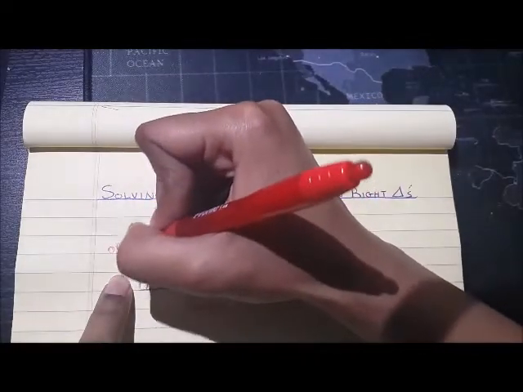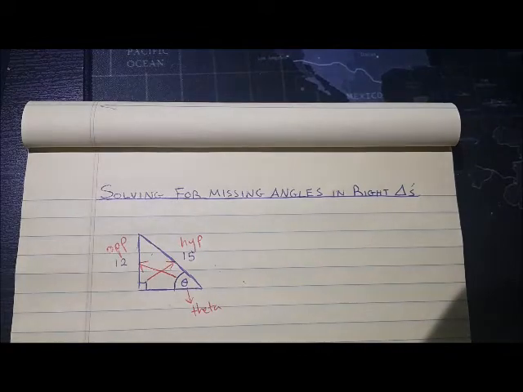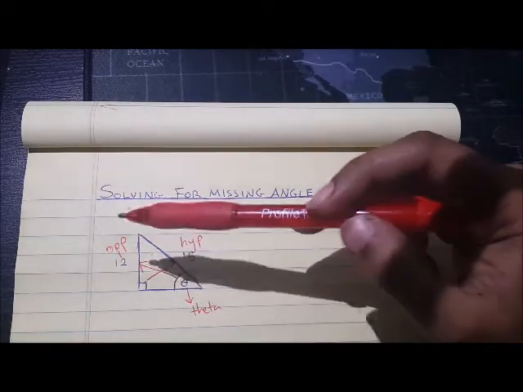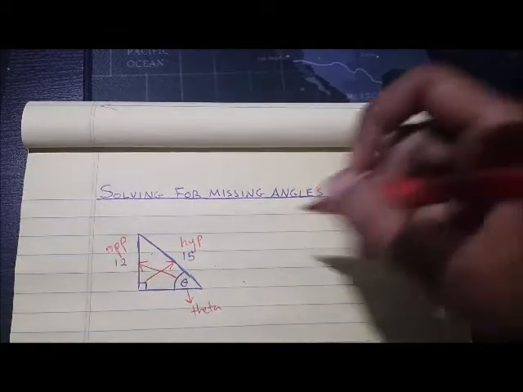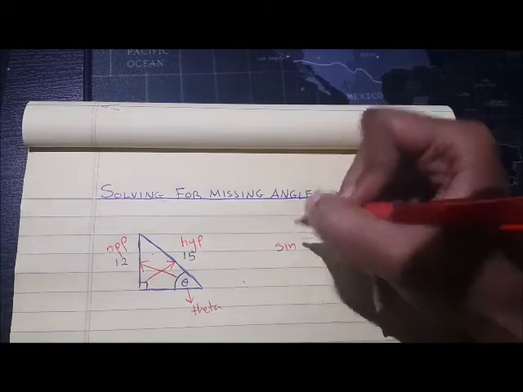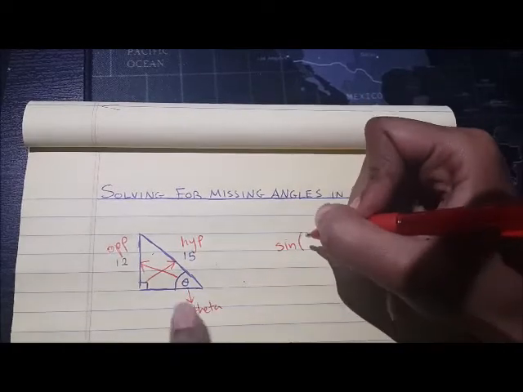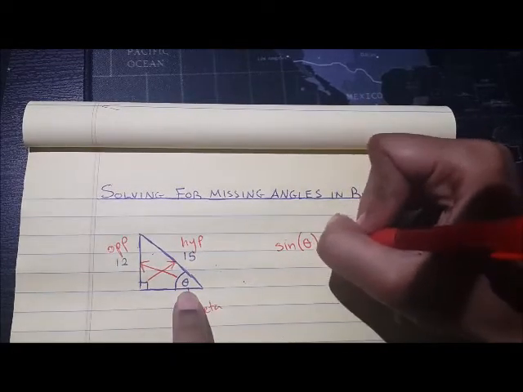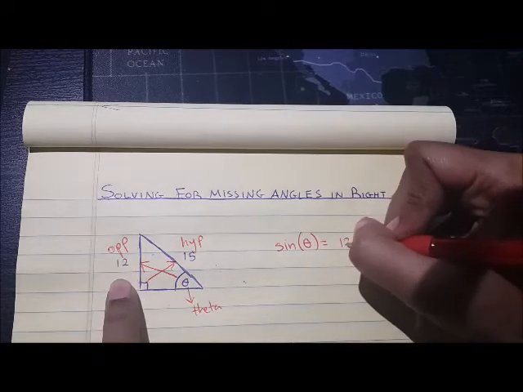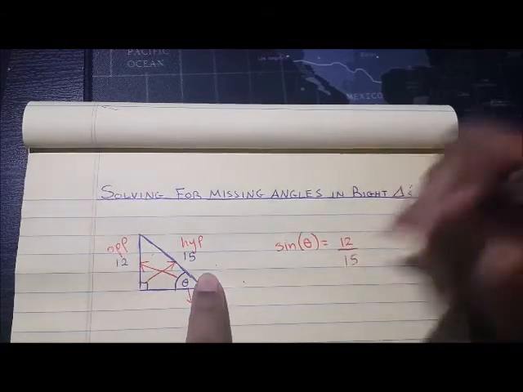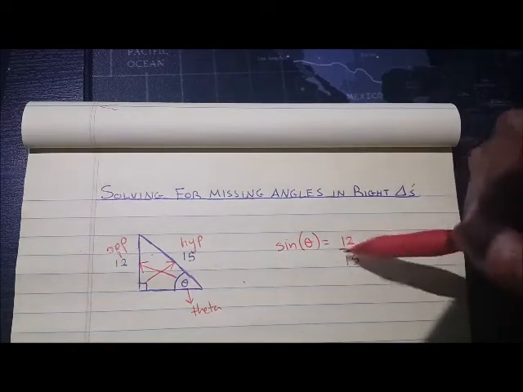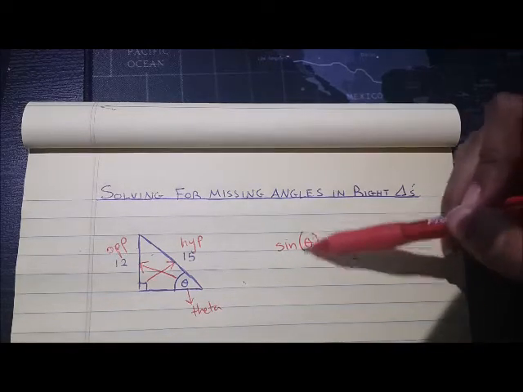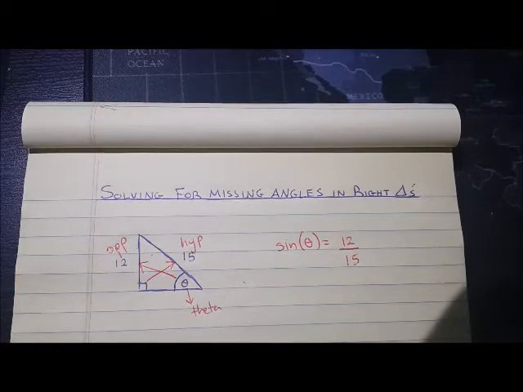This is opposite. So if we reflect back to our trig functions, the only trig function that uses opposite and hypotenuse from the first three that we learned is going to be sine. So that would be sine of the angle, in this case theta, equals opposite, which is 12, over 15. Right. So now our question is, how do we solve for something like this? I can't type this into the calculator and figure that out.